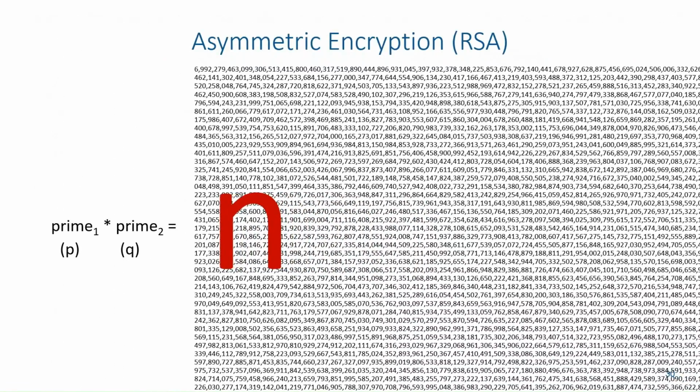So essentially, N is going to be your prime 1 times your prime 2, and each of these is 2048 bits. So your N is 4096 bits.